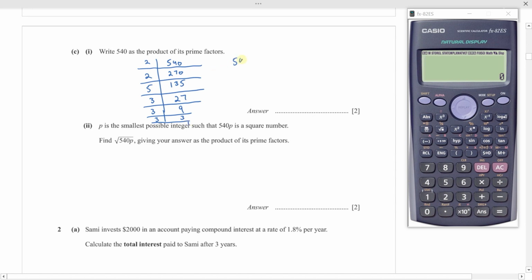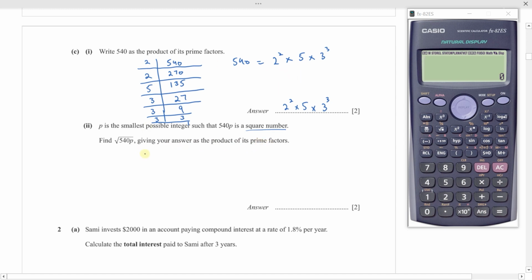So 540 can be written as 2 power 2 multiplied by 5 power 1 multiplied by 3 power 3. So you have three threes here. So your answer here will be 2 square multiplied by 5 multiplied by 3 cube. P is the smallest possible integer such that 540 multiplied by P is a square number. Find the square root of 540P, giving your answer as the product of its prime factors.